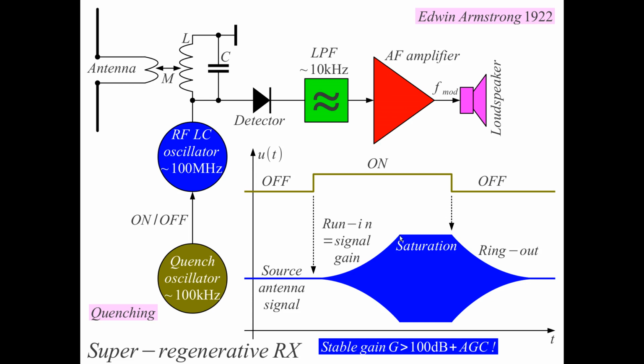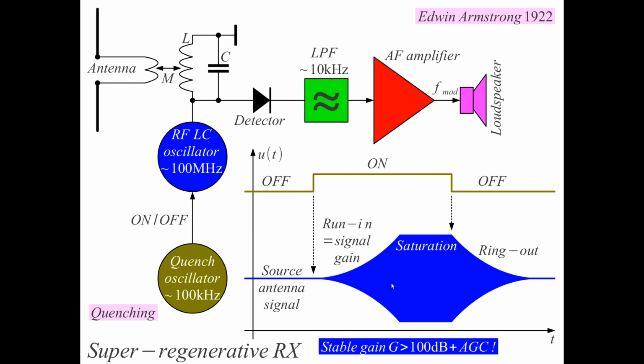So after some time spent in saturation, possibly the least amount of time, the radio frequency oscillator is turned off. It rings out, but nothing interesting happens here until only the signal coming from the antenna remains after this exponential decay, and the whole cycle can be repeated.